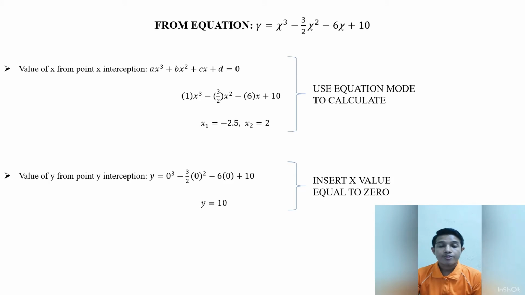Next, from the equation y equals x cubed minus 3/2 x squared minus 6x plus 10, we can find the value of x from the x-intersection points. To find the values of x1 and x2, we just calculate using a calculator. We can use the calculator and change the mode to EQN, or equation. We just key in the values from the given equation. So we will get x1 equal to -2.5 and x2 equal to 2.